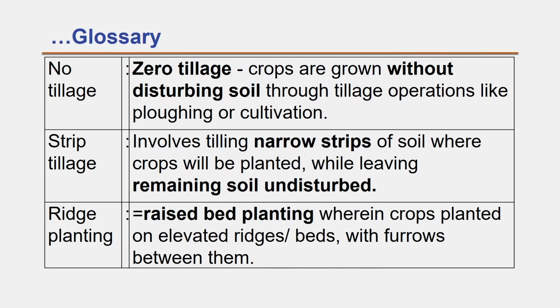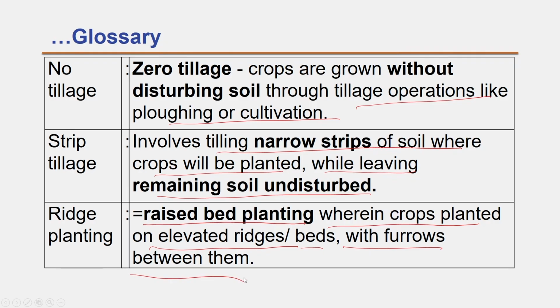No tillage can also be called zero tillage, where crops are grown without disturbing the soil through tillage operations like plowing or cultivation. Strip tillage involves tilling narrow strips of soil where crops will be planted while leaving the remaining soil undisturbed. Ridge planting, also called raised bed planting, is where crops are planted on elevated ridges or beds with furrows between them. Certain ridge makers are available, and bed planters are also available for planting on the ridges.